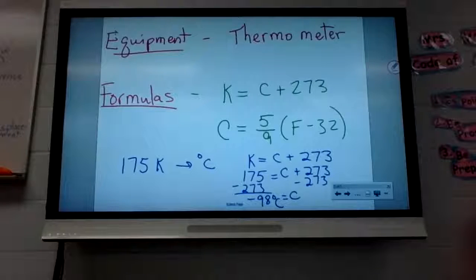Are we good with that formula? If we were solving for K, we'd just be adding. Everybody good? Okay. Can I turn the page? Need me to wait, Victor? I don't mind waiting.